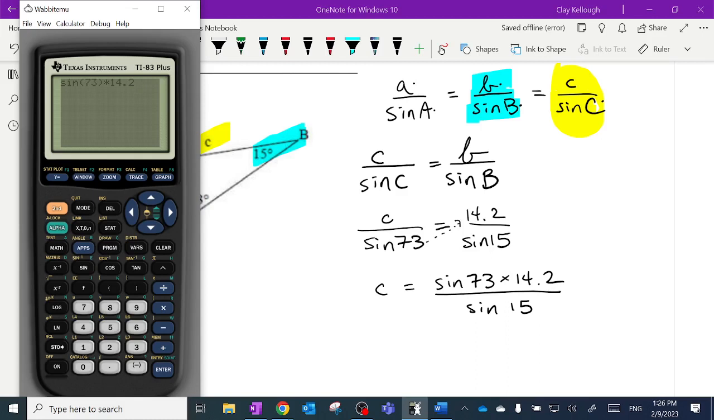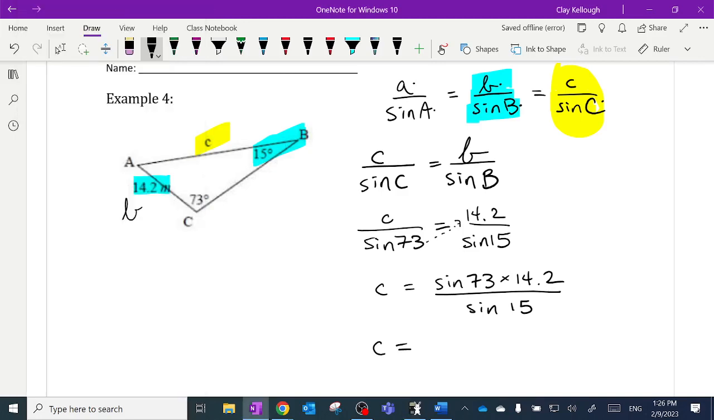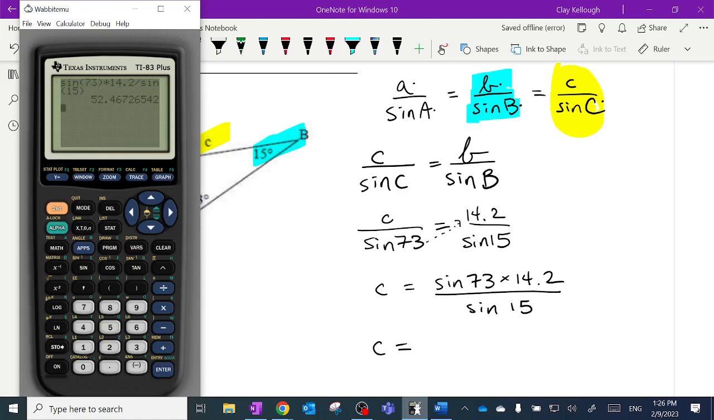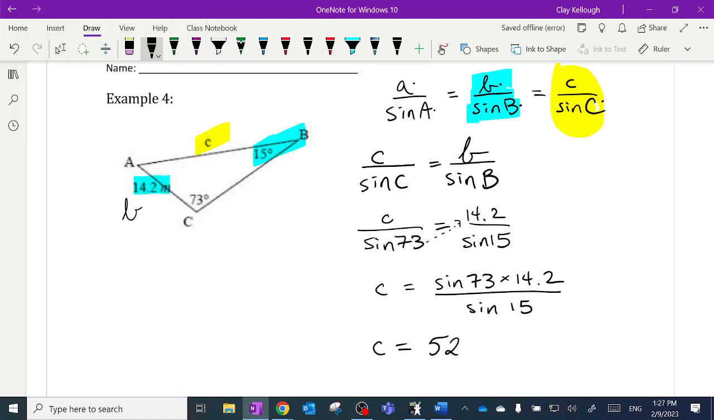So that's my top, and then divide by sine of 15. Since that's the last number I need, I don't really think I need to close that bracket, but I'll do it just to be safe. And hit equals. Oh, I never checked to see if I was in degrees. The last time I used this calculator might have been with the pre-calc kids. It might not be in degrees. This might not be the right answer. Oh, it is. Okay, we're in degrees. So that's the answer. C is, what was that number again? 52. Okay, what's my rule? It didn't say where to round, so let's round to 2 places, so that's 52.47.